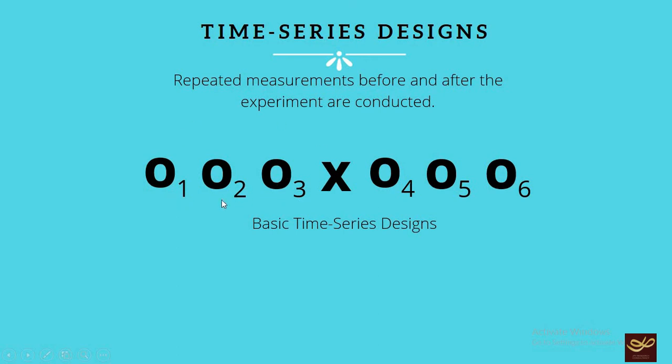Now, if the pattern is still not conclusive, then you have to continue measuring. Okay? And then after the treatment has been given, you also conduct some measurements, and the number of measurements would again have something to do with whether the pattern has already been revealed or not. So this is an example of a basic time series design.